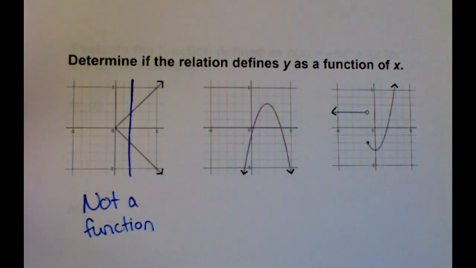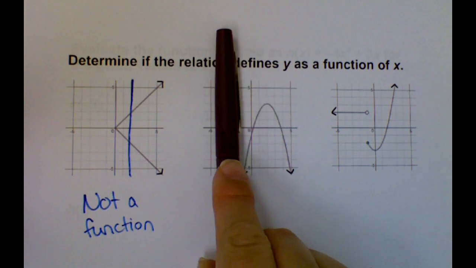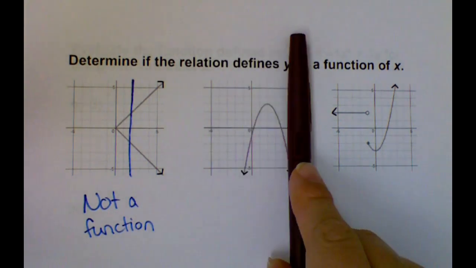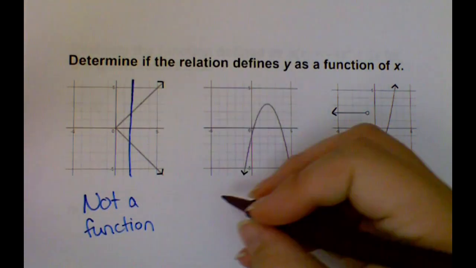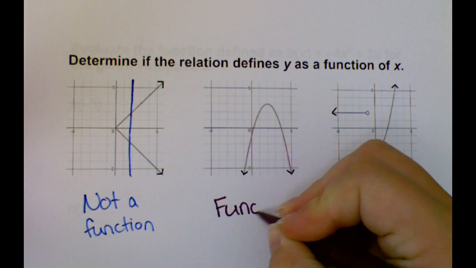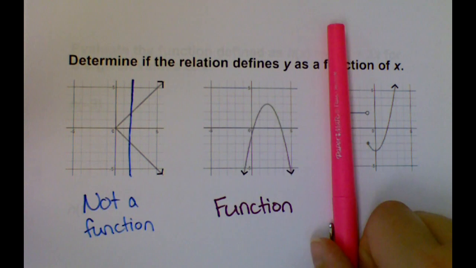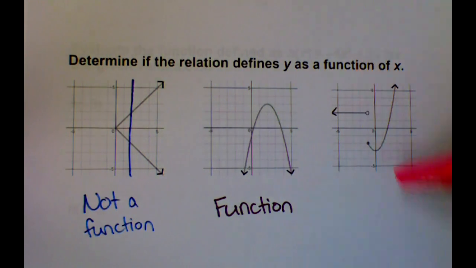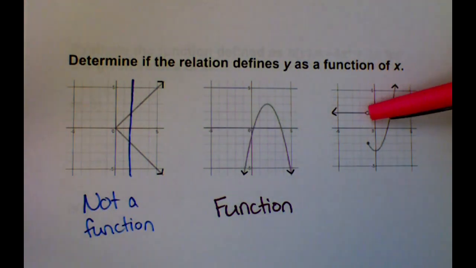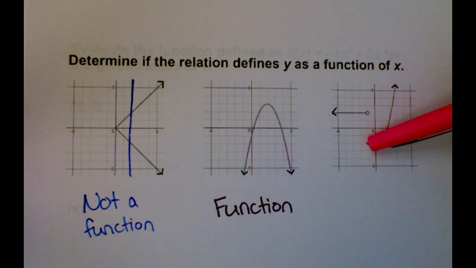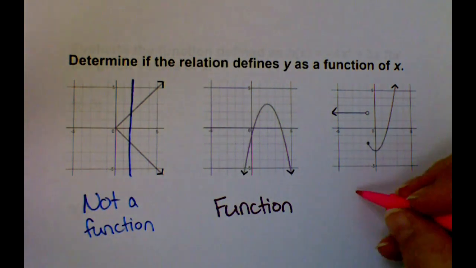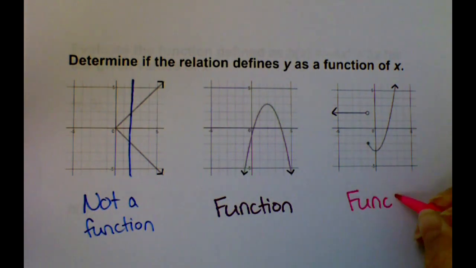All right, let's try the next one. Everywhere on my graph, my vertical line only crosses once. So this one, yes, it is a function. And my third one, checking all the way across. What about right here? Well, my function's not actually defined at that open circle. It is defined at this closed circle, so my vertical line only crosses once anywhere. So yes, that is a function.